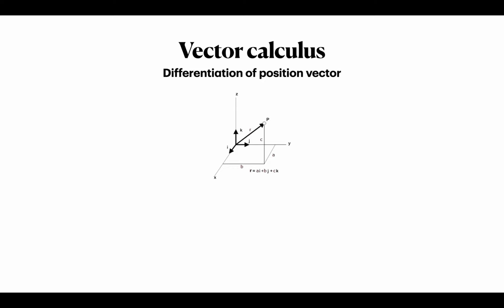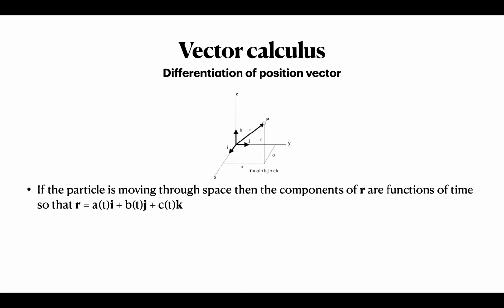If a particle is moving through space, then the components of R are functions of time, so you can write the position vector. Remember what R is now, folks. R is the vector from the origin to the particle P, wherever it is in space. You can write it like this: a along i plus b along j plus c along k.